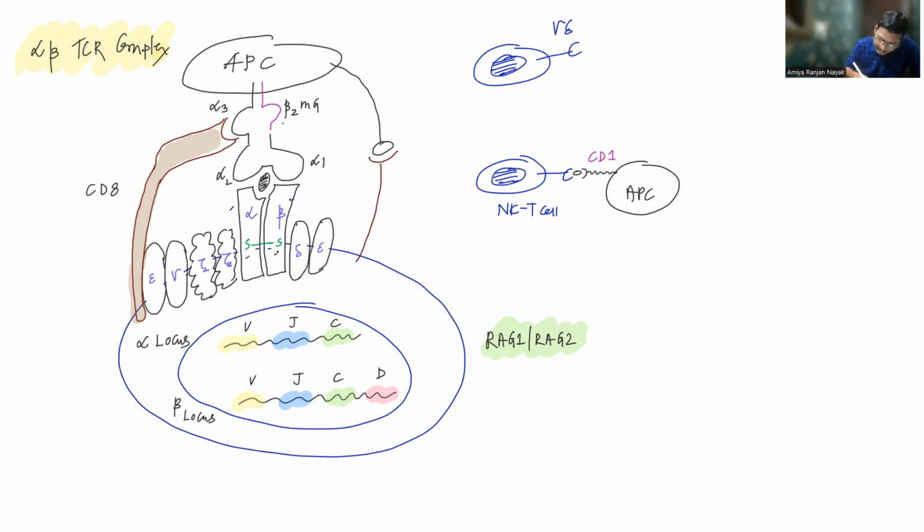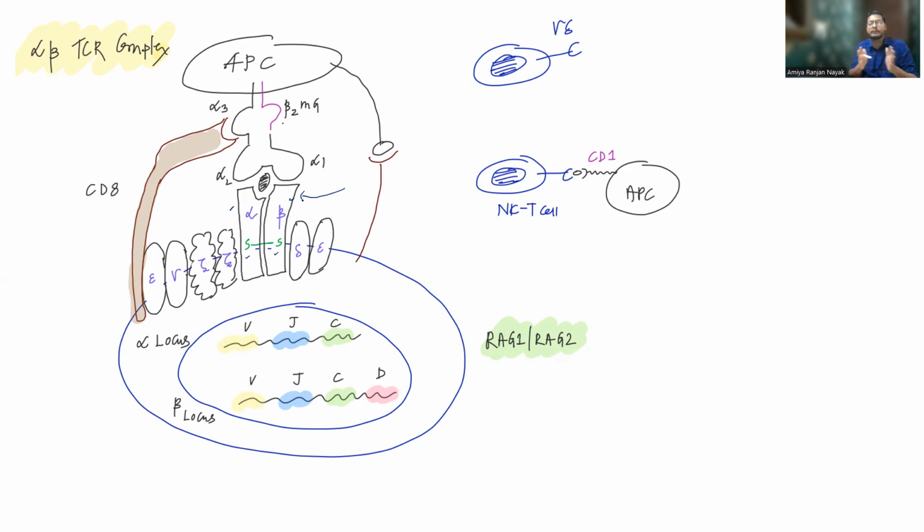Of course, they will have a variable fragment. This portion is variable because they should be able to identify different types of antigens. That is why they will have a variable segment, and on the lower side they will have the constant segment. That is the alpha beta component.